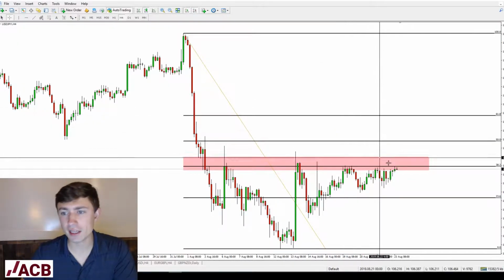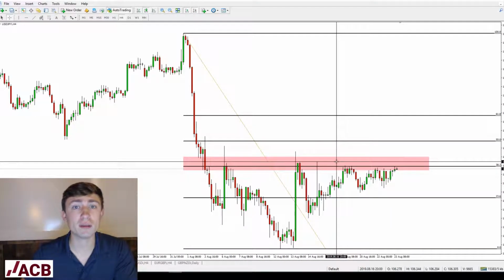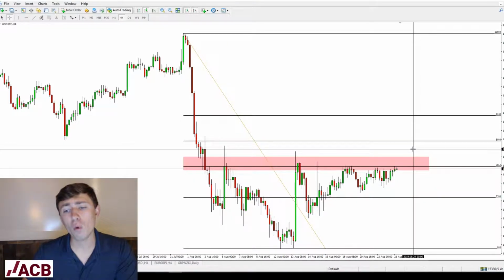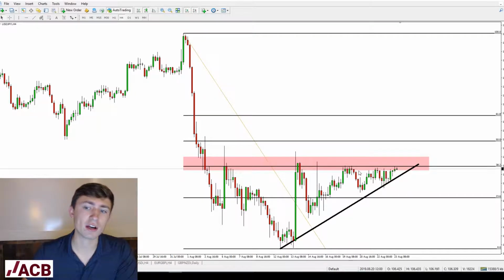I think that there's not a big question here that this level is significant, but I think what will be a big question is, can we break that structure to continue this move to the upside, or are we going to break the wedge on the downside? Take a look at this, for example. You can see we are forming a wedge formation as buyers continue to hold these structure lows and sellers hold this ceiling on price currently.